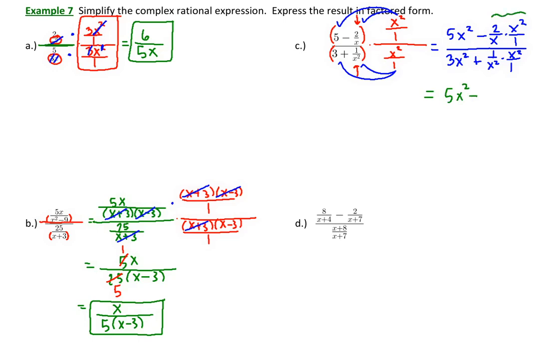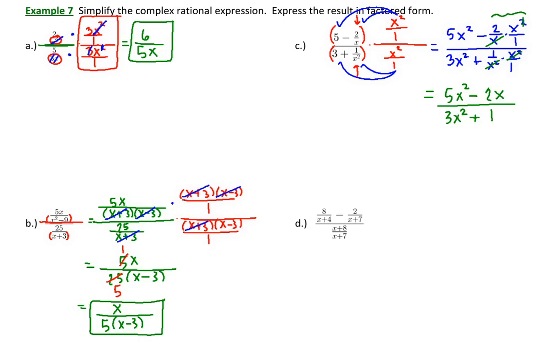Okay, simplifying those products, we have 5x squared. This is the product I want to simplify. The common factor there is x, so I can cancel one of those, and that's going to leave behind 2 times x over 1, or just 2x. In the bottom, we have 3x squared plus, notice the x squareds cancel, leaving behind just 1 over 1, or we can call that 1.